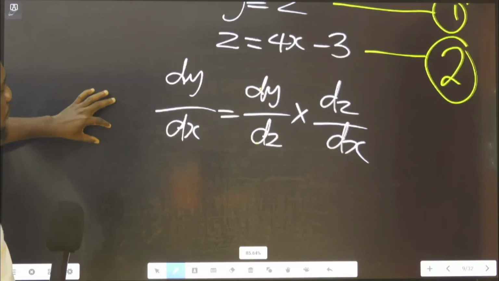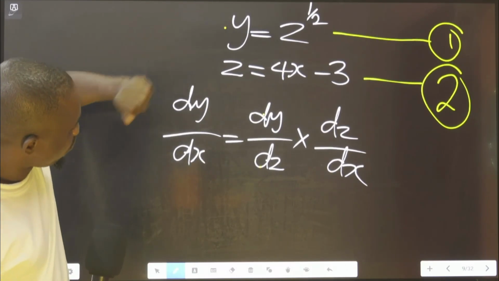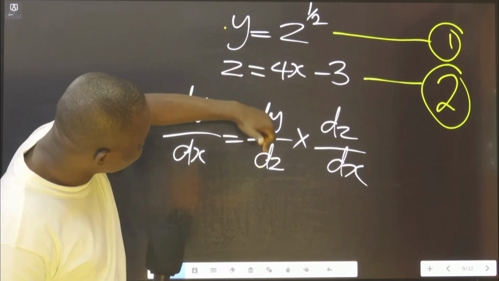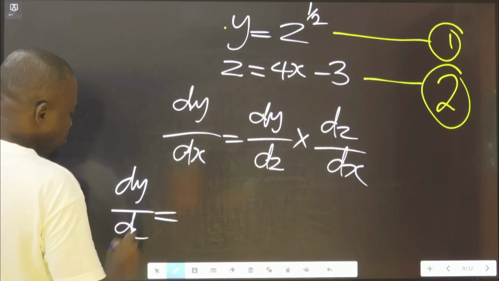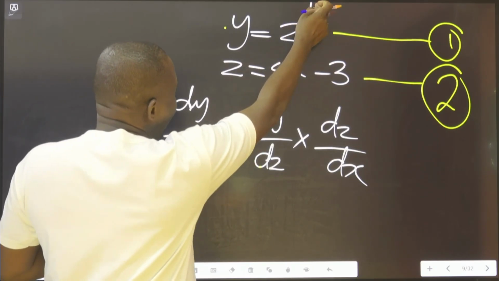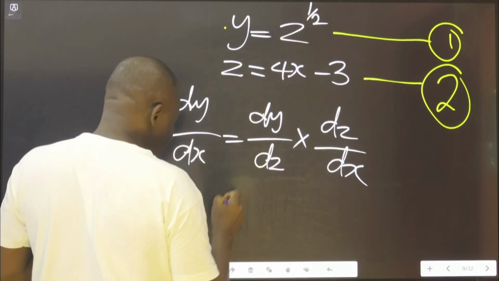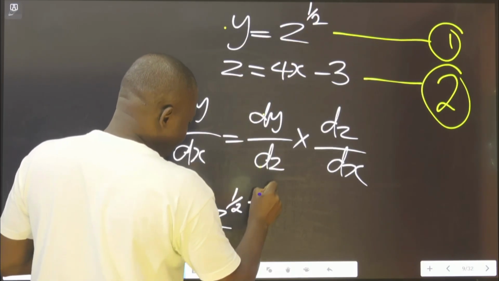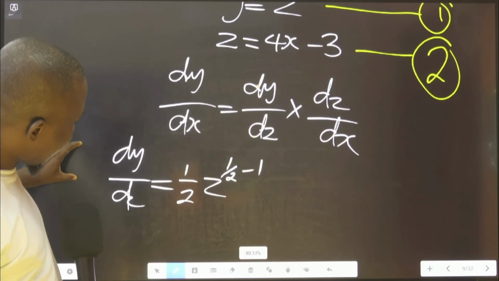It means from equation 1, I will have dy/dz. So my dy over dz is equal to, I move this one down, that is 1 over 2 here. I reduce it by 1. Okay? That is that.